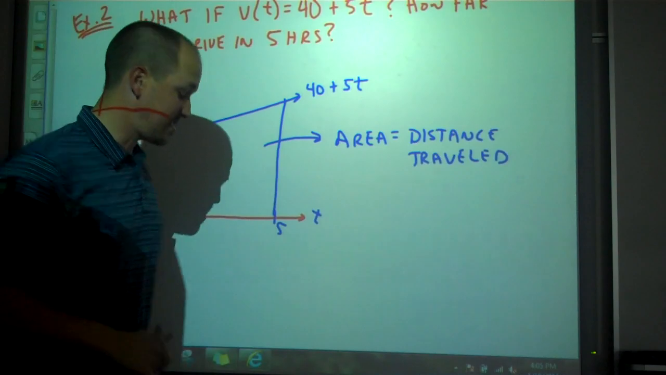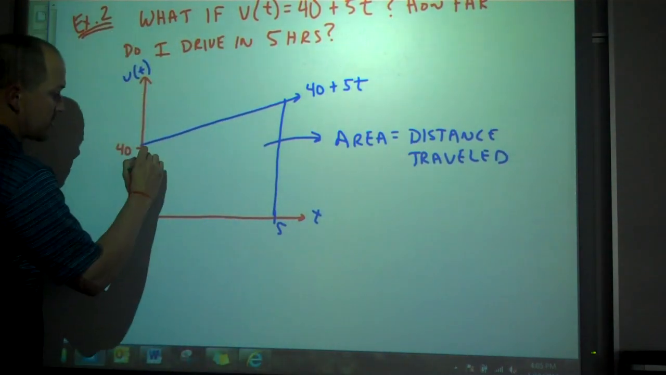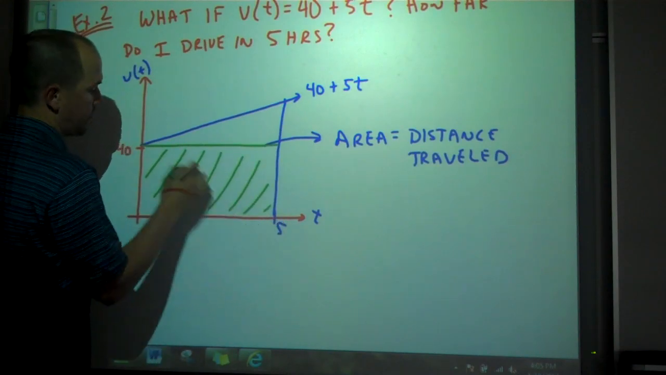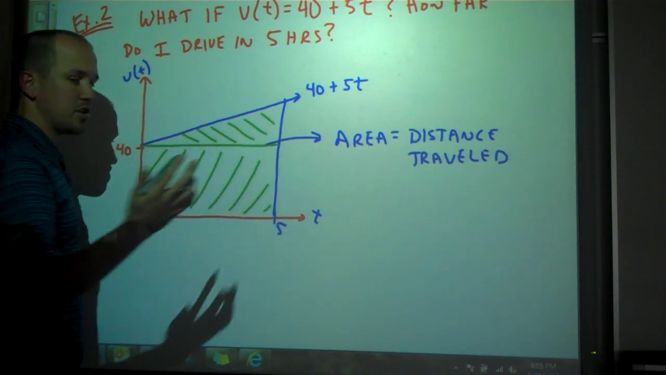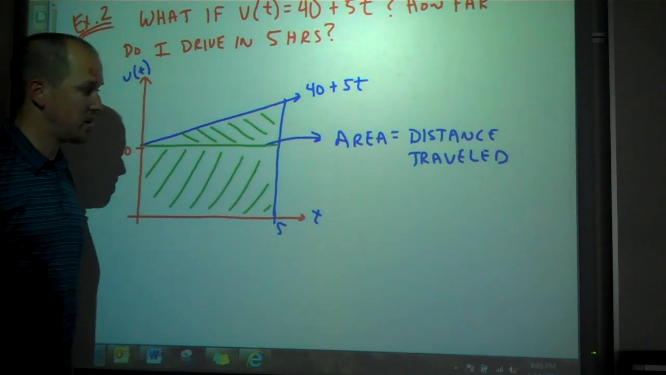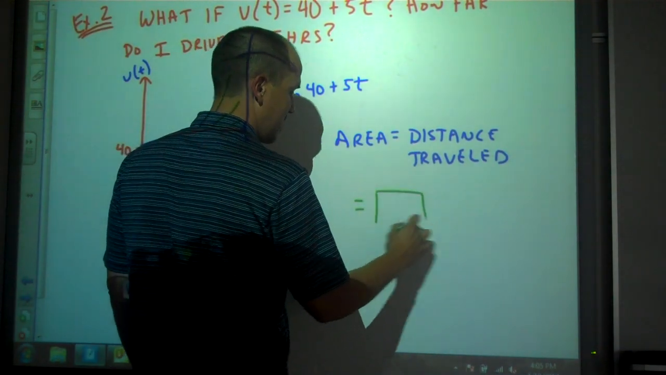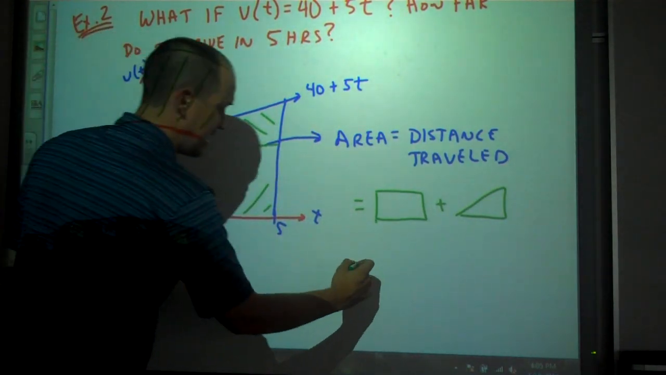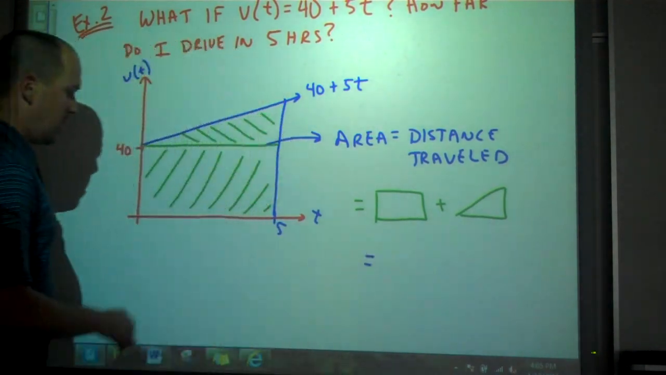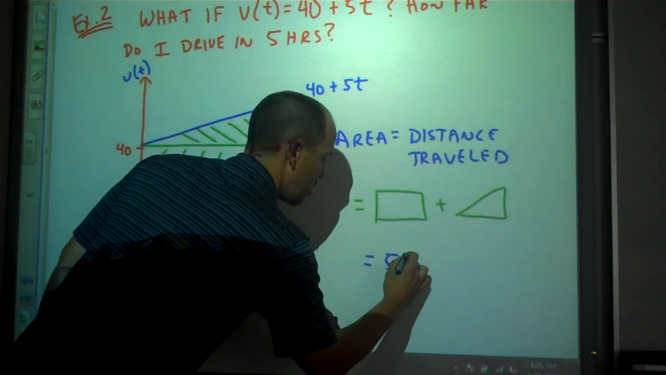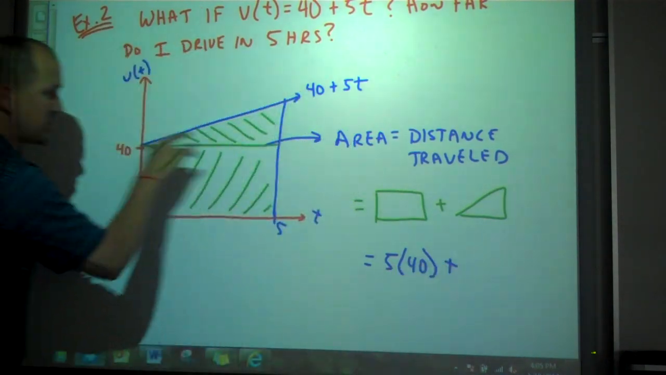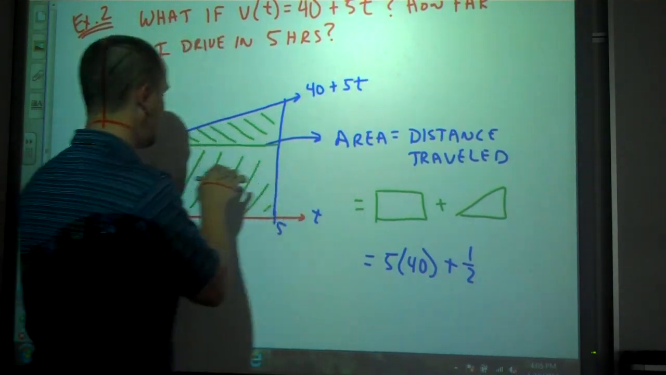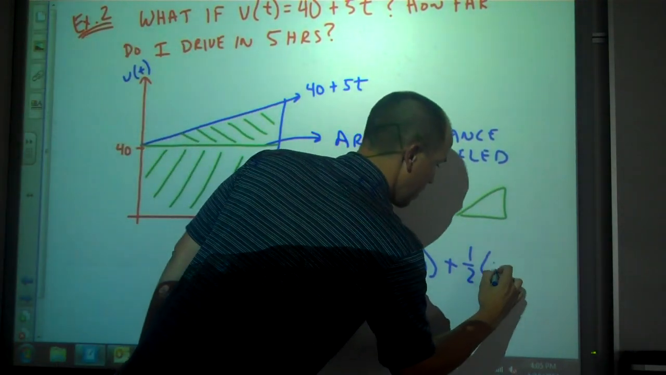And now all of a sudden this is a simple problem. Because all I'm going to do is split this up into a rectangle and a triangle. We're just going to find the area of the rectangle and the triangle. So it's going to be equal to the area of the rectangle plus the area of the triangle. The area of the rectangle is easy. It's just 5 by 40. And then the area of the triangle is going to be 1/2 base times height. The base is, we'll say the base is 5.